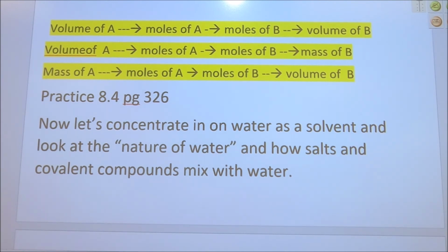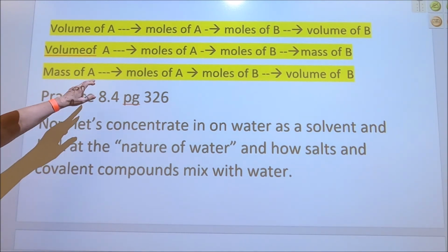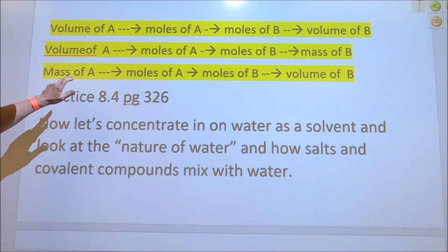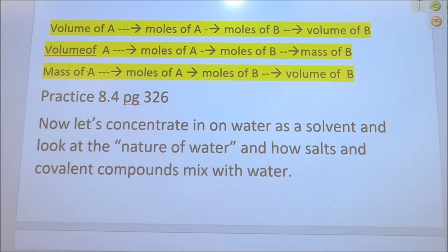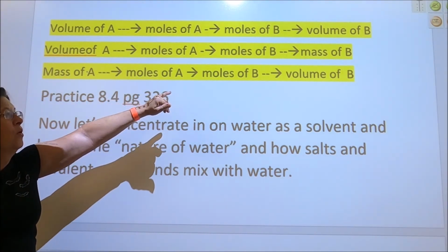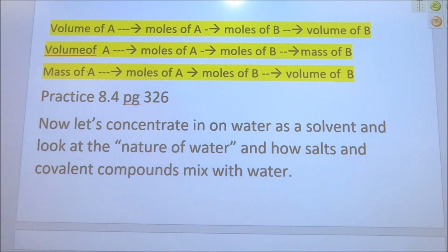Why did I put that one in there twice? I'm sorry guys, I put this one in here twice. I'm not quite sure why I did that. Oh, it's because I started out with mass of A to moles of A to moles of B to volume of B. Okay, so those are three patterns to find.